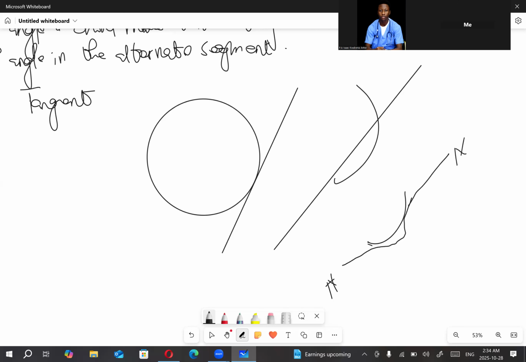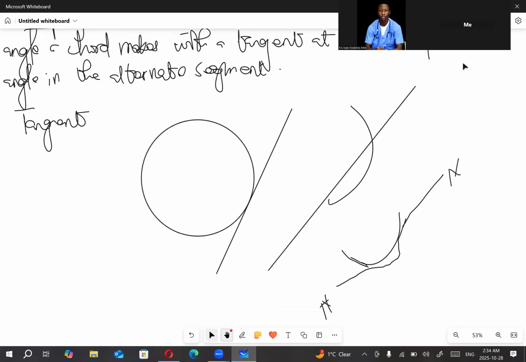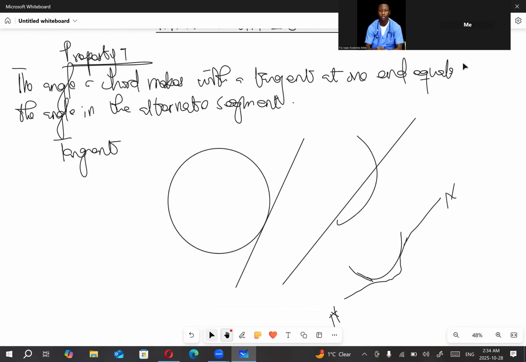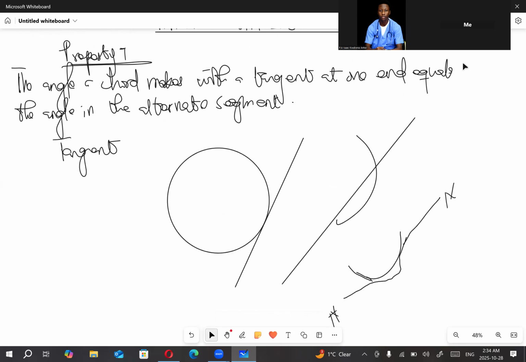So, MN, is it a tangent? No, sir. Why? Because the tangent is supposed to be a straight line. Good. And is that a straight line? No, sir. All right. So now, understanding what a tangent is.